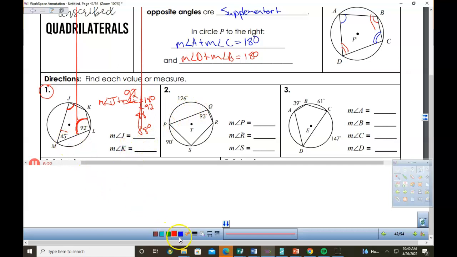Now K, these two add to 180. So if I do 180 minus 45, I'll get K, and 180 minus 45 is 135.